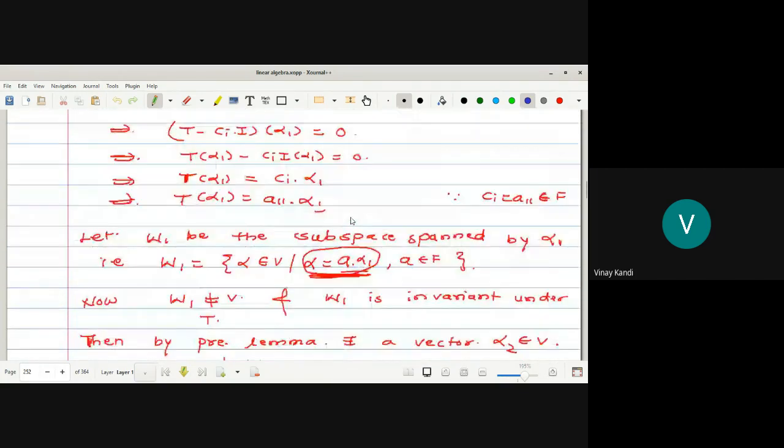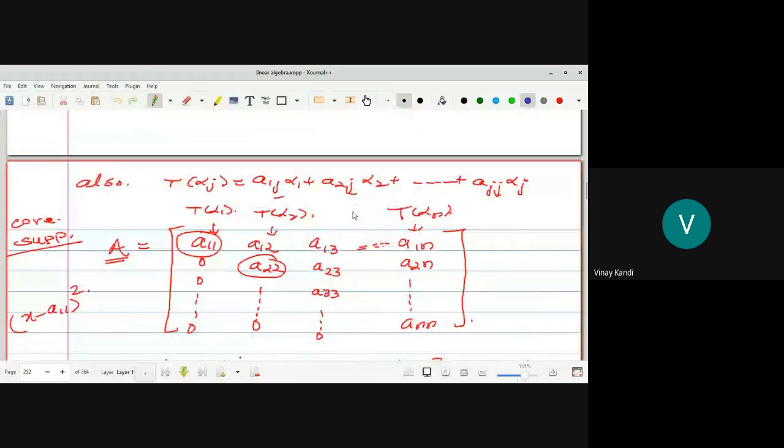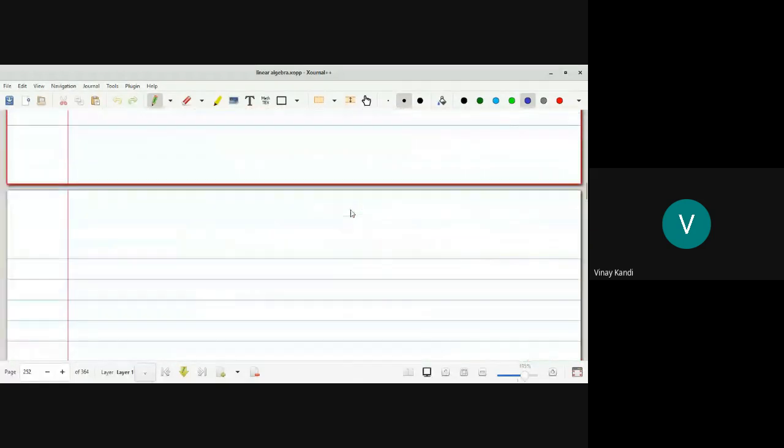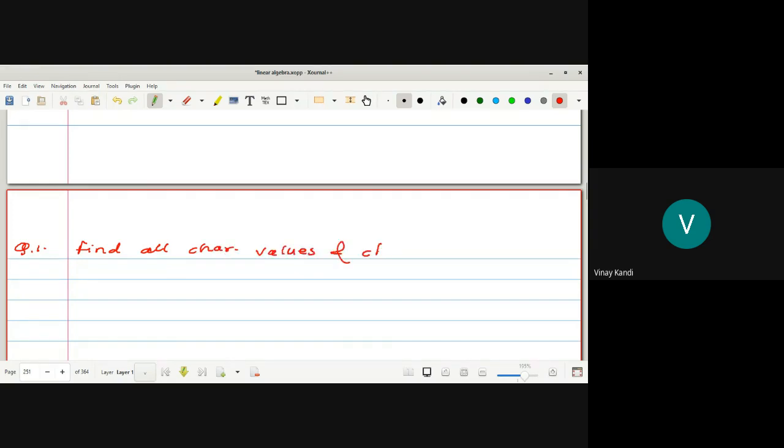So today we will see some examples of eigenvalues, that is, how to find the characteristic values and characteristic vectors. Question number 1: find all the characteristic values and characteristic vectors of the following matrices.